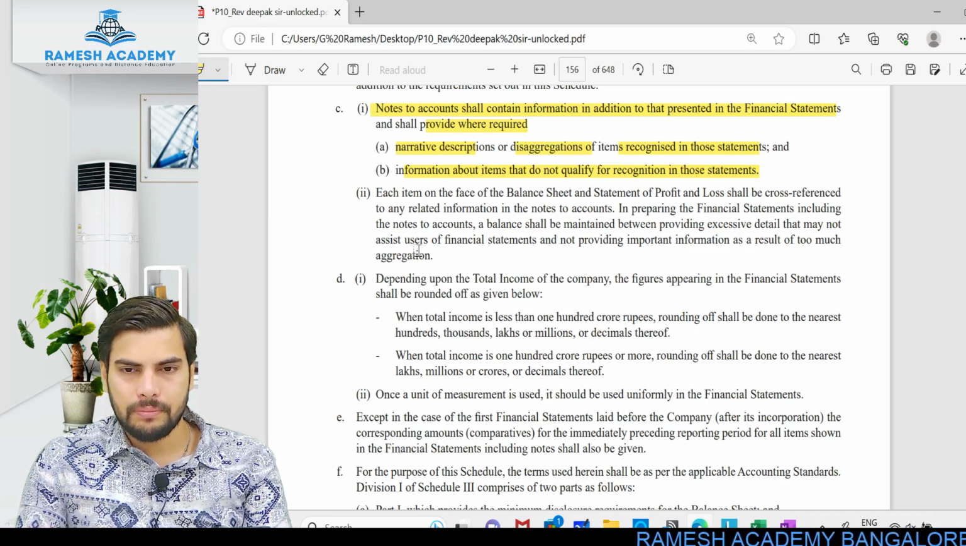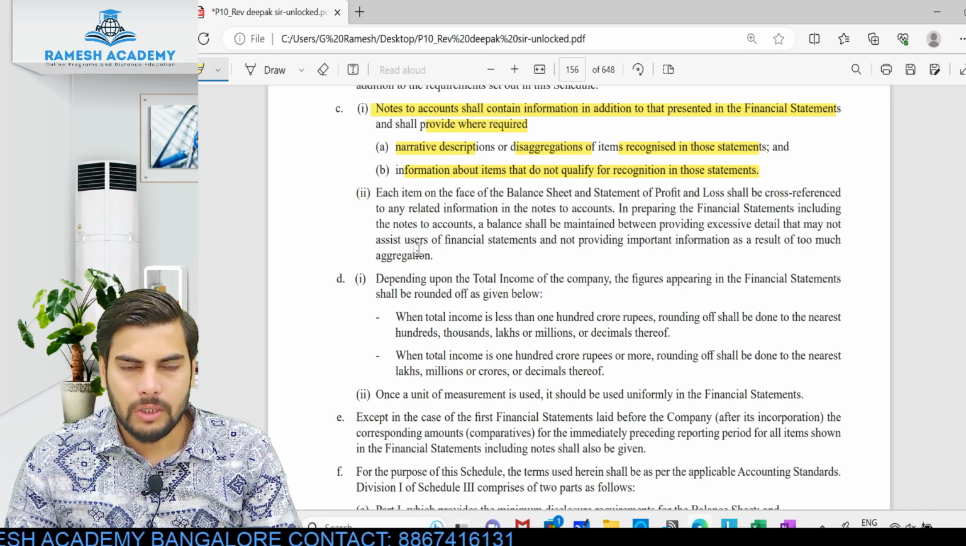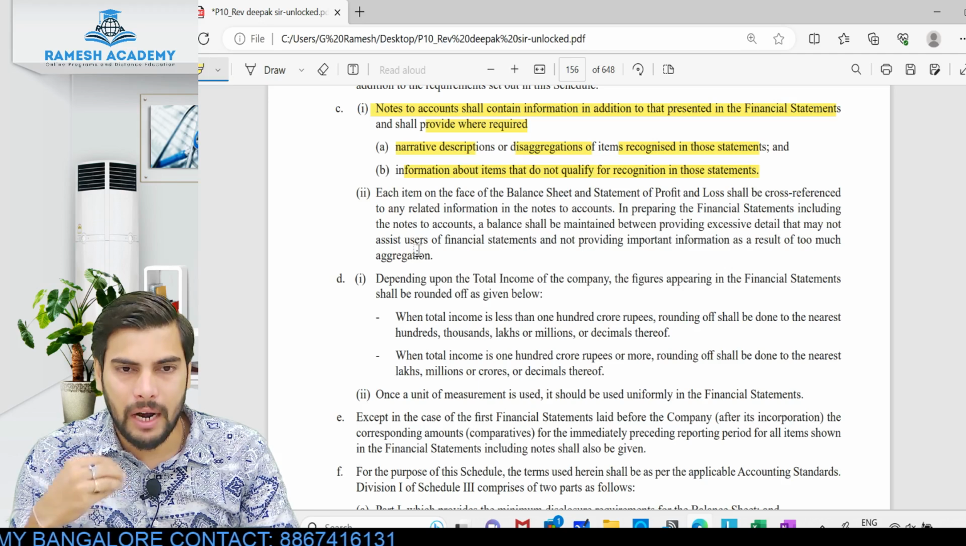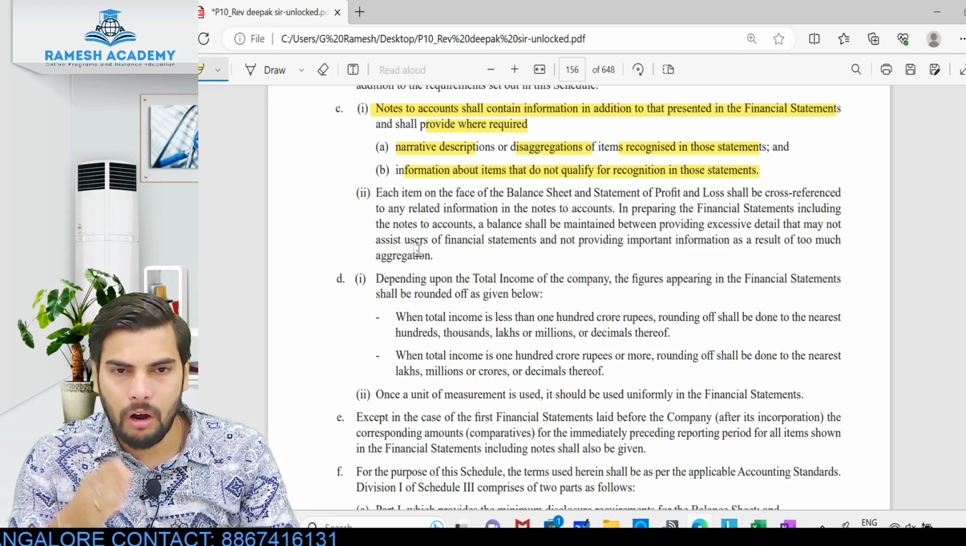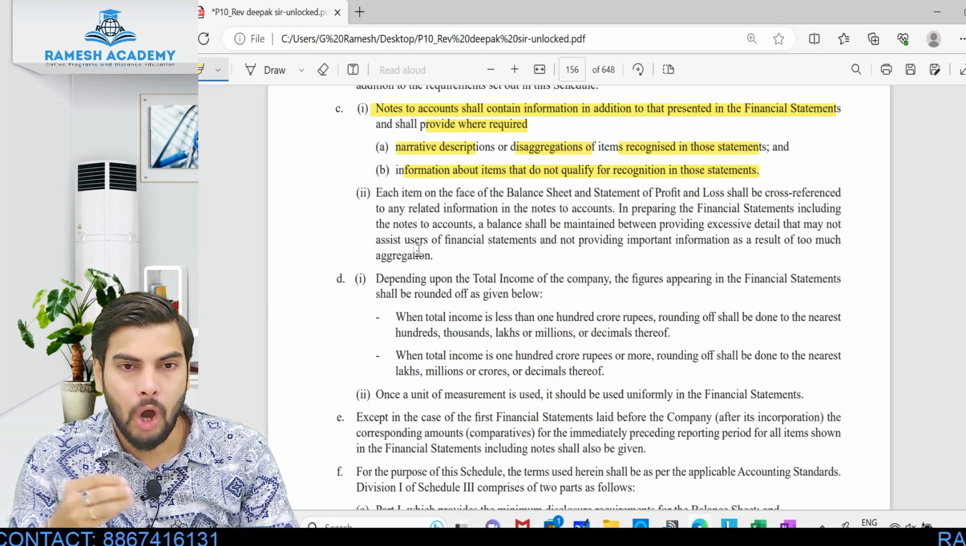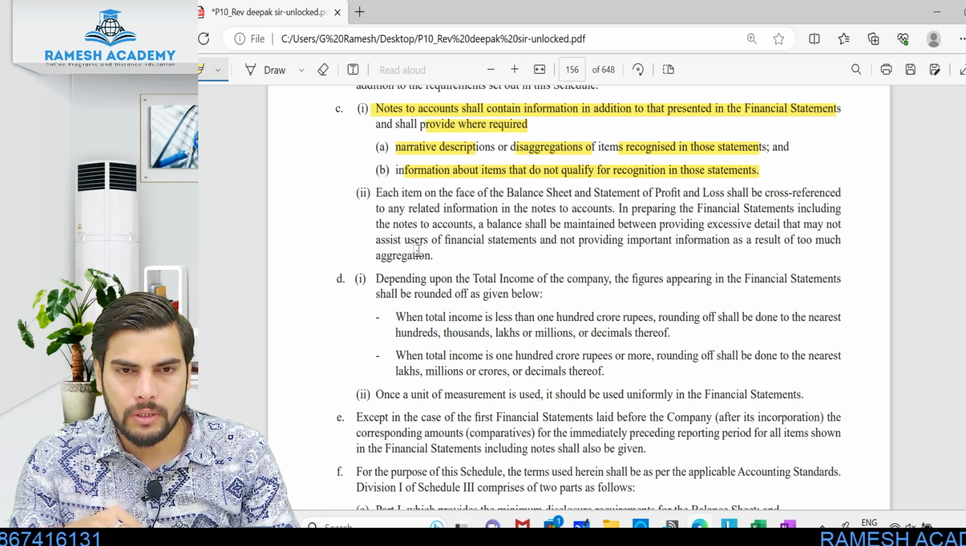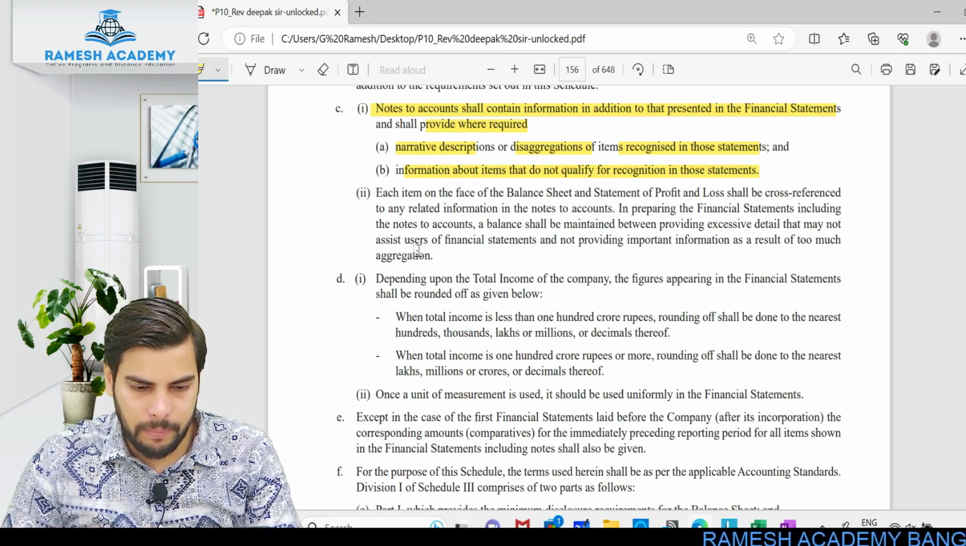Is this clear? Hope you all understood the concept of notes to accounts. Notes to accounts is as good as additional disclosure which was not made on the face of the financial statement. Information which I am not able to depict on the face of the financial statement will be disclosed in the notes to accounts. Is this simple? Hope you guys understood this. Okay.